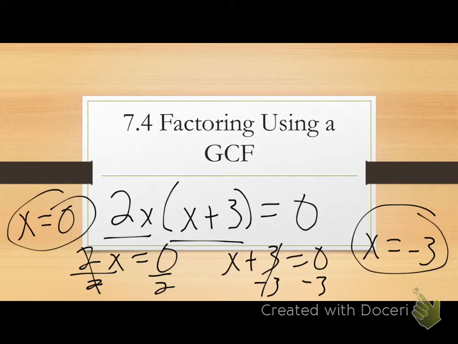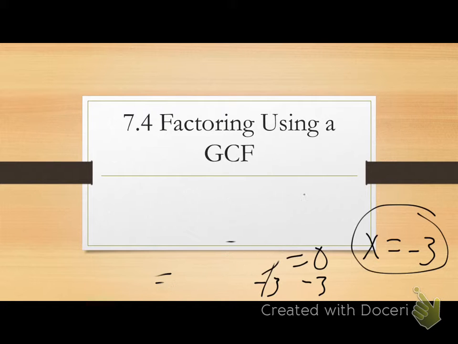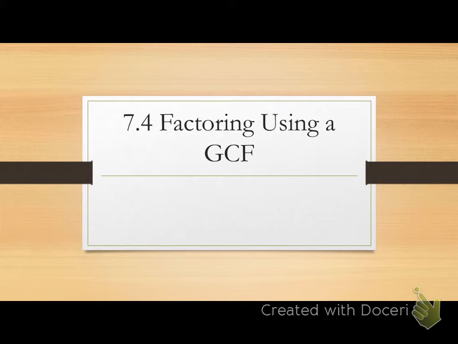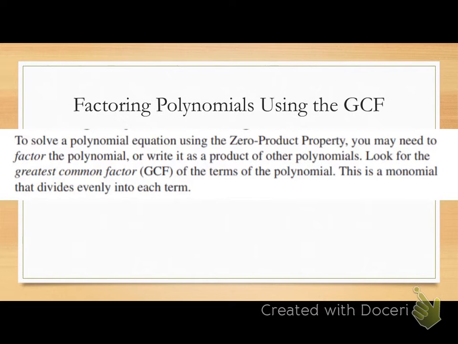So you are already given the equations in factored form. Today they're not going to be in factored form. We're going to have to factor them ourselves. And we're going to use what we call a GCF. Does anyone know what GCF stands for? Greatest common factor. So I'm going to be pulling out a greatest common factor and then solving my equations. So let's get into factoring polynomials using the GCF.